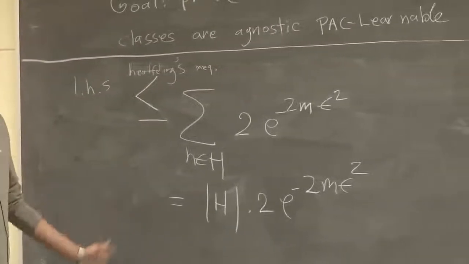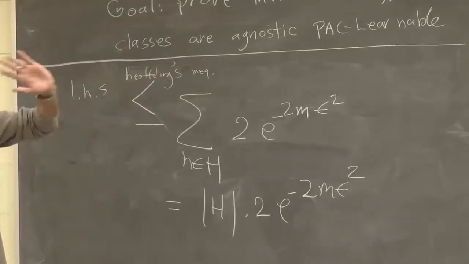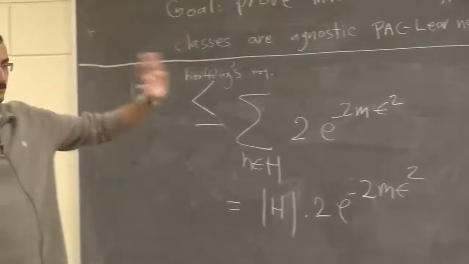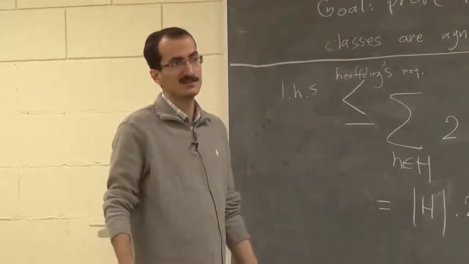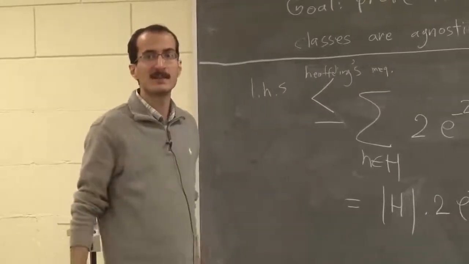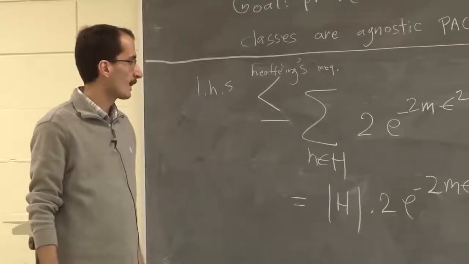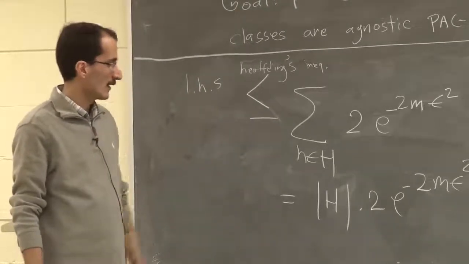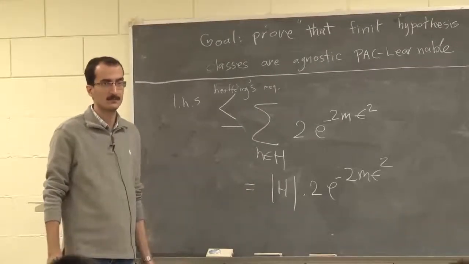Okay, so what did we do here? We proved that the probability that my sample is not epsilon representative is small. So with high probability, it is actually epsilon representative when we have a finite class.